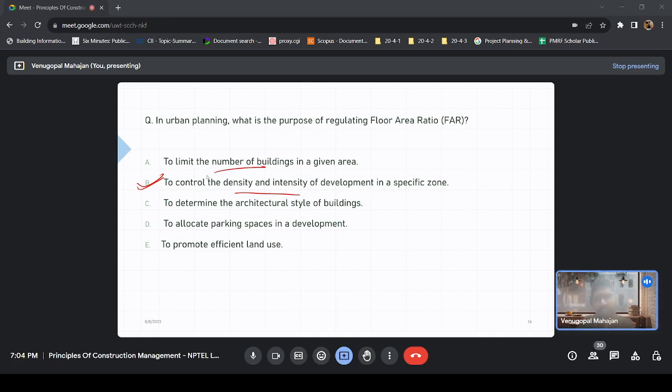No, sir. Not limit the number of buildings. Okay, so what else? To determine architectural style? No, I don't think so. To allocate parking spaces? Maybe. Sir, to promote efficient land use. Yeah. So it would be to control density and intensity of development, and this finally leads to efficient land use.